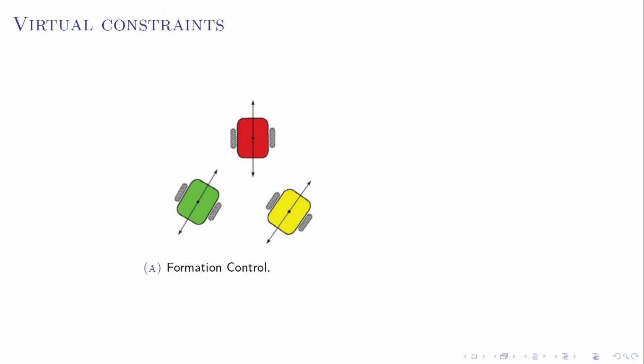Another situation where virtual constraints appear is in formation control. We wish that some vehicles move, for instance, the green and yellow vehicles, in the same direction and speed as the red vehicle. That would also be a virtual constraint, and that we would enforce by a control law.